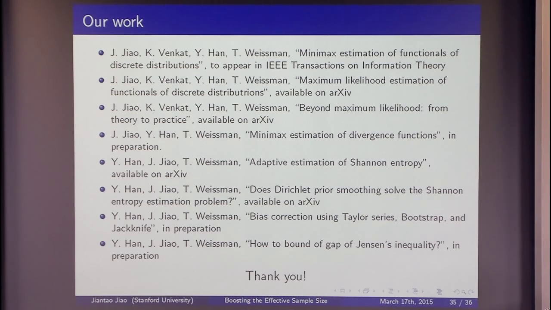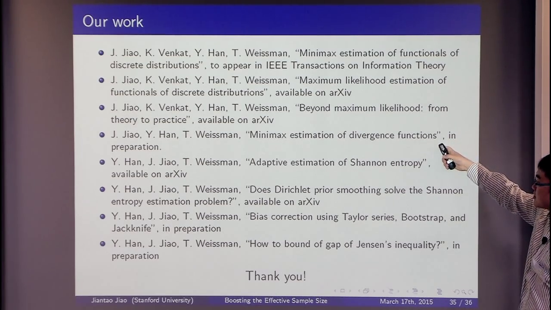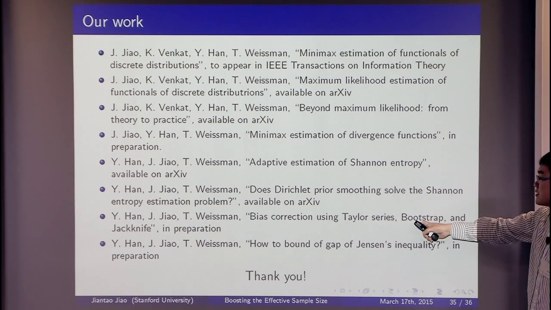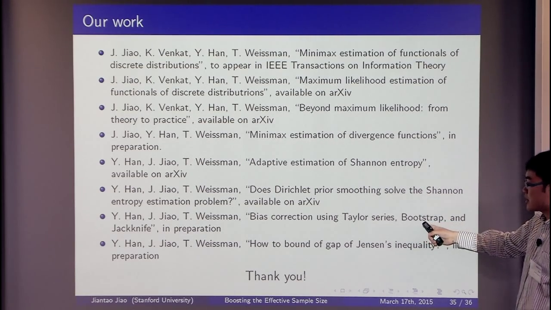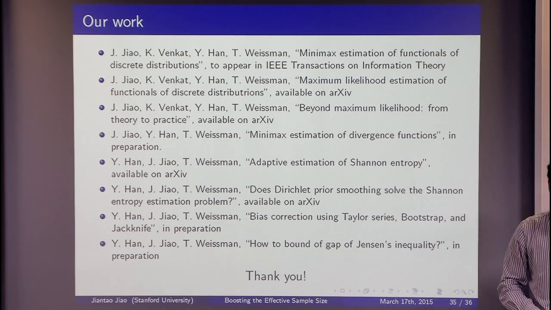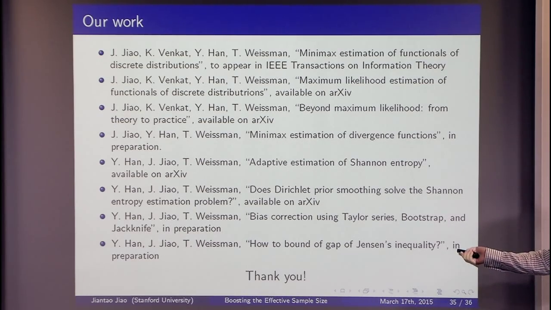Then there's some of our work. The first one is the main work. The second one analyzes the MLE. This is an application. This is some divergence. It's adaptive estimation. This shows Dirichlet doesn't work. This gives the general methodology of analyzing Taylor series, bootstrap, and jackknife. And this answers one question that we took up once, on how to analyze the gap of Jensen's inequality.